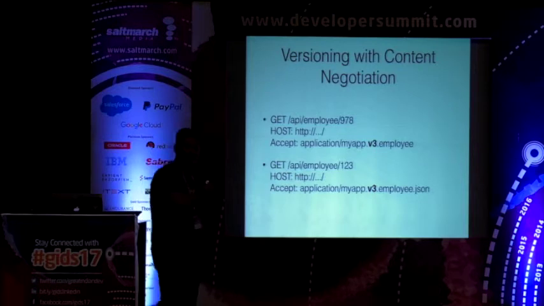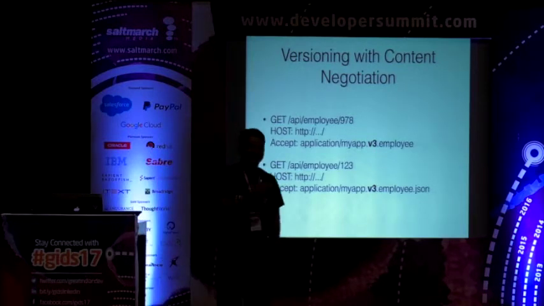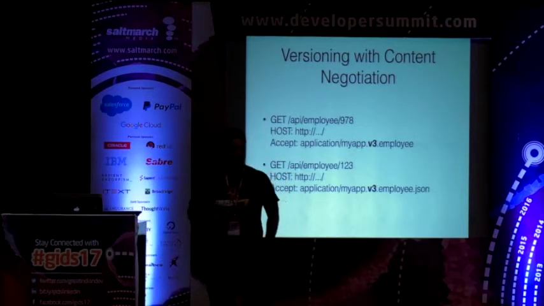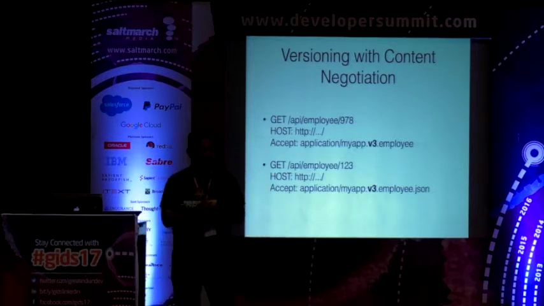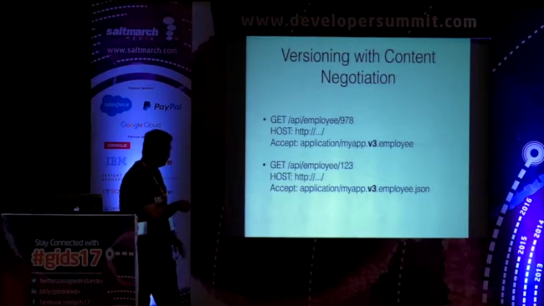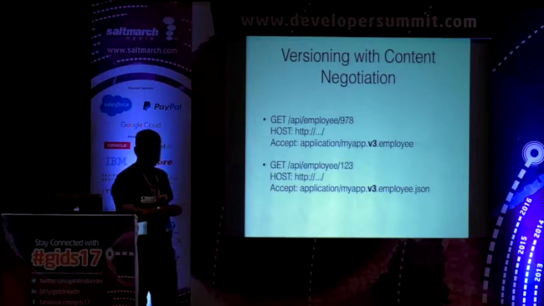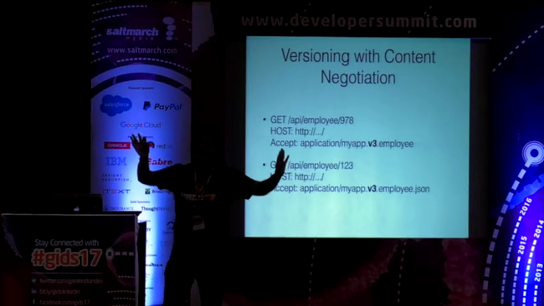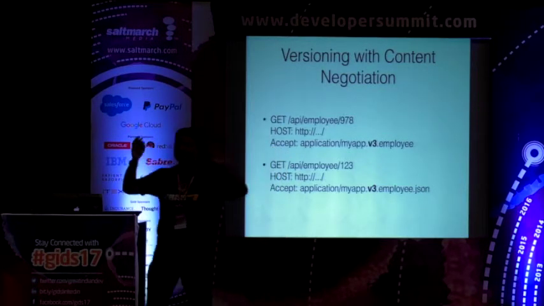GitHub used to use that earlier model. They changed to content negotiation. So that's the way where the only change is in the header. There's no other place the change is. So in this case, my app's version 3 is being supported. So anyone using version 2 will keep on using version 2. You just change the header.